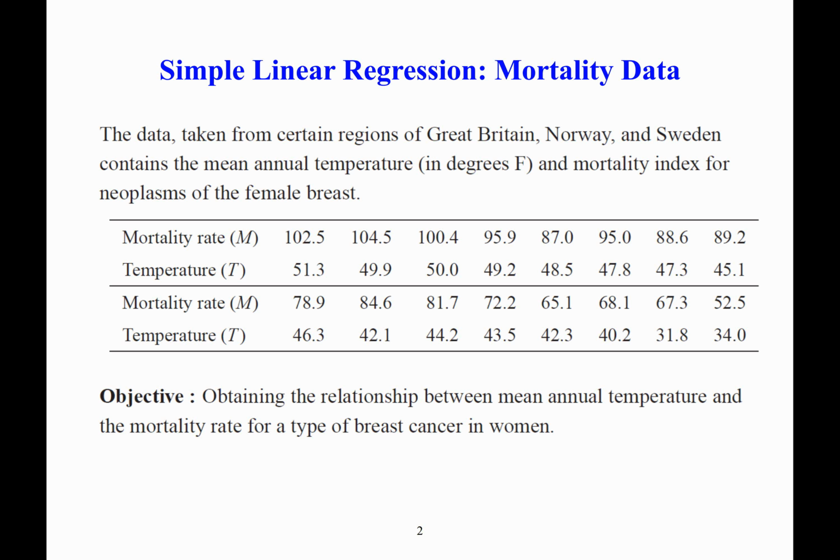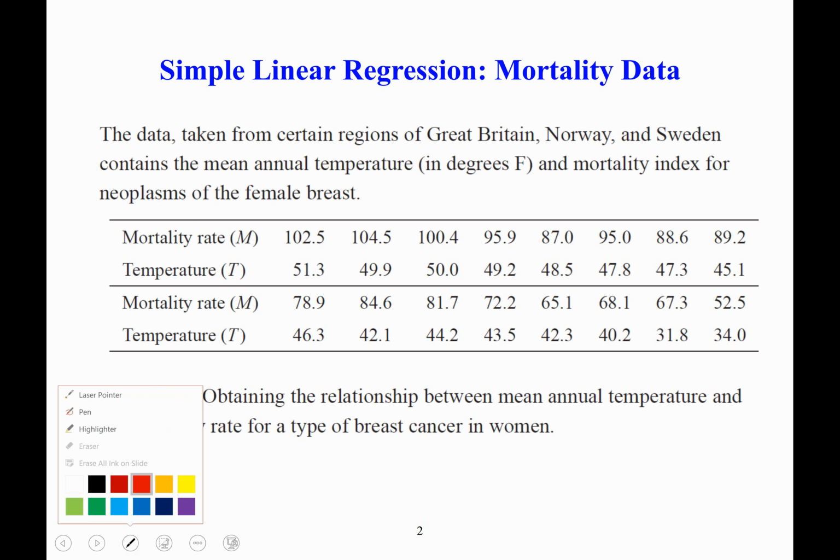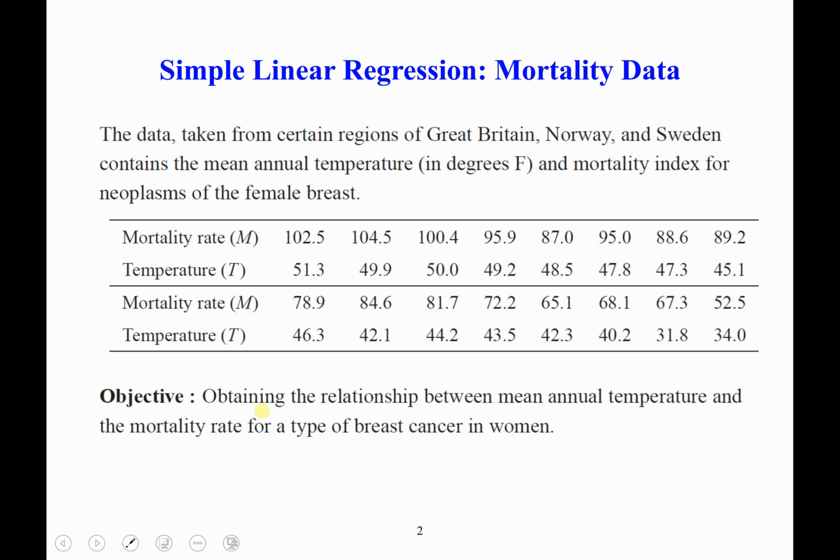This data, taken from a certain region of Great Britain, Norway, and Sweden, contains the mean annual temperature in degrees Fahrenheit and the mortality index for neoplasms of the female breast. Okay, so here the objective is to obtain the relationship between annual temperature and the mortality rate for a type of breast cancer in women.